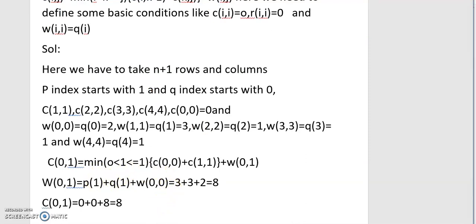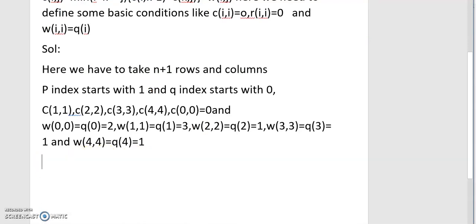Next we will find C of 1 comma 2. Now we know all the substitution powers, so substitute fast. C of 1 comma 2 means minimum of, let's find the limits. I value is 1, less than or equal to K, less than or equal to J value, how much? 2. So in between 1 and 2, and it should be equal to 2. That is 2. Okay.